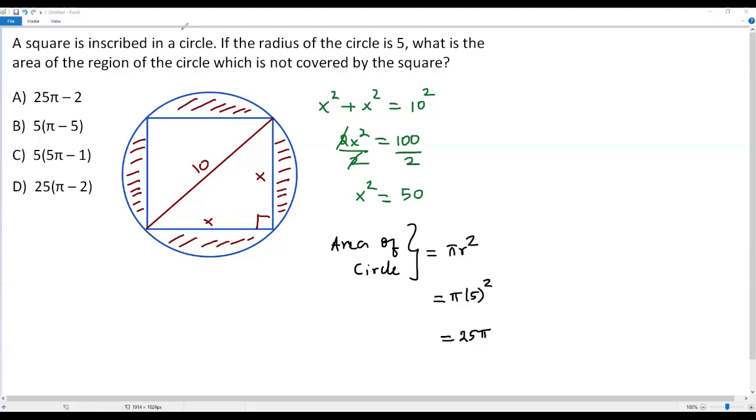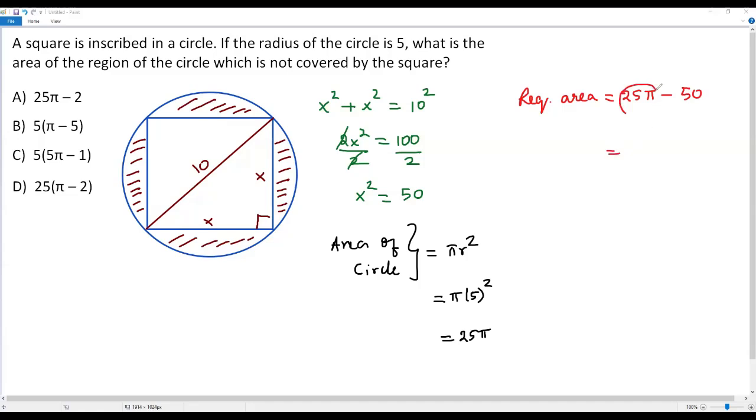What we need to do is subtract the area of the square, 50, from the area of the circle, 25 pi, to get the area of the shaded region of the circle which is not covered by the square. Let me do it. So required area equals, required area means the area of the region of the circle which is not covered by the square. So let me write the area of the circle, that is 25 pi. Now from the area of the circle I have to subtract the area of the square, that is 50.